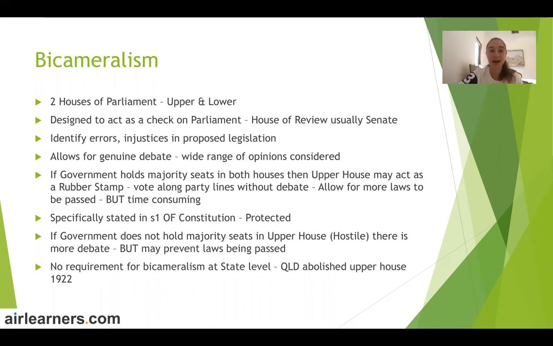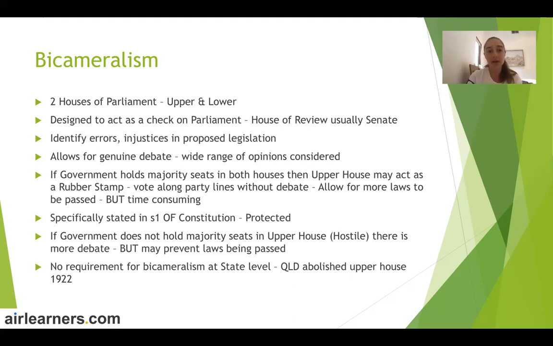This means that the second house can identify any errors, injustices, or mistakes that are in the proposed legislation by government. This also allows for genuine debate, and it ensures that a wide range of opinions are considered. So for Commonwealth Parliament, it ensures that the people's interests are being considered by the House of Reps and the states' interests are also being considered by the Senate. And it ensures that the upper house can provide amendments and scrutinise the proposed bill.